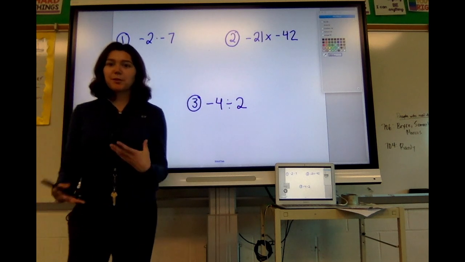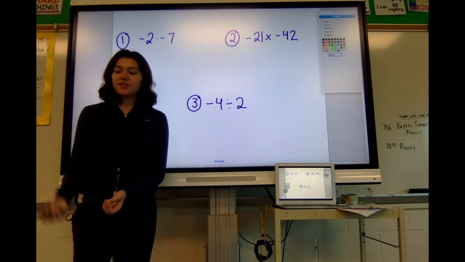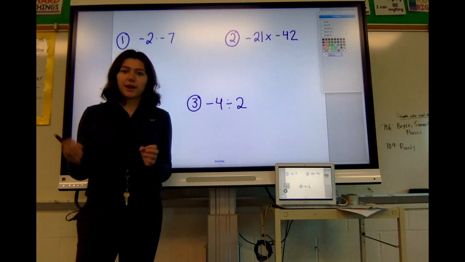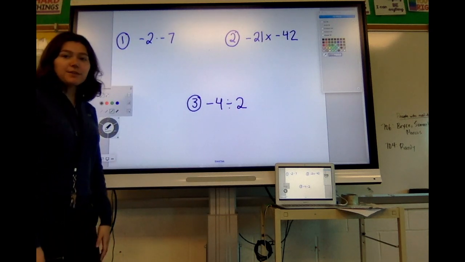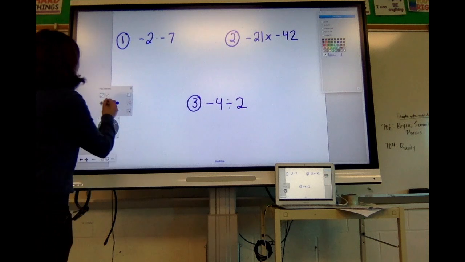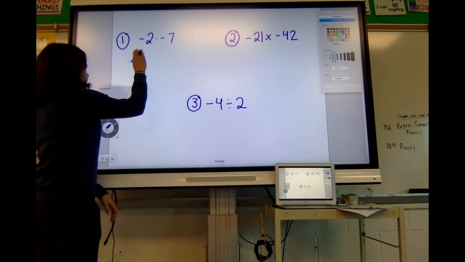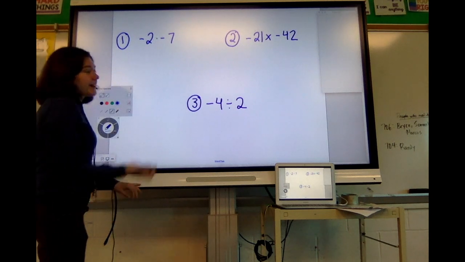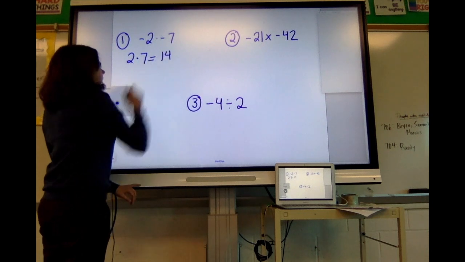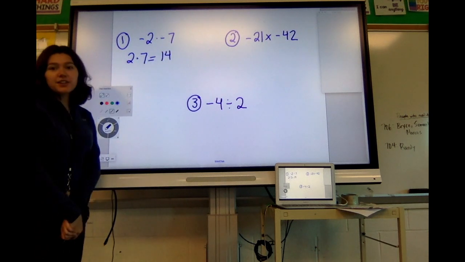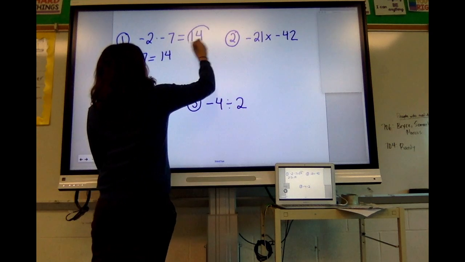We just have to remember that when we have the same sign that we're multiplying, so positive and positive, or negative and negative, they're going to cancel out, and we'll just get a positive. So negative 2 times negative 7, quickly. What we can do is multiply the absolute values and do 2 times 7, which is 14. And then since we have a negative times a negative, our final answer is positive 14.